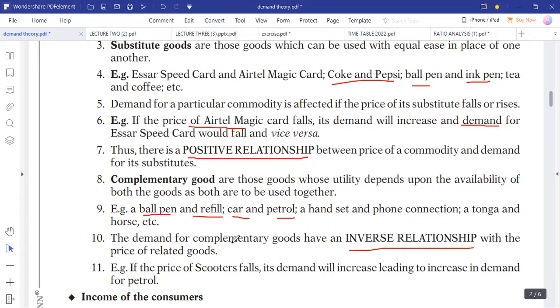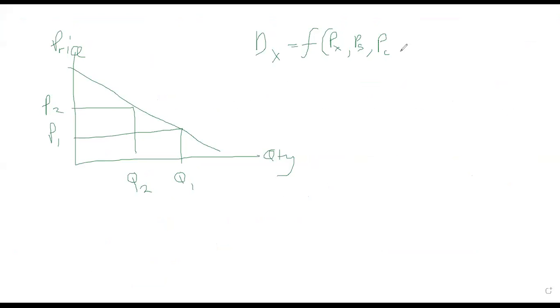Why? Because if the price of a car goes up, the demand for petrol will go down because you'll not buy a car after all. These are called complementary goods. Whenever the elasticity of a complementary good is negative, we say these are complementary goods. So the demand equation, like I said, is always downsloping. We talked about 8 to 9 factors, but we're going to concentrate on 5 or 6 today.